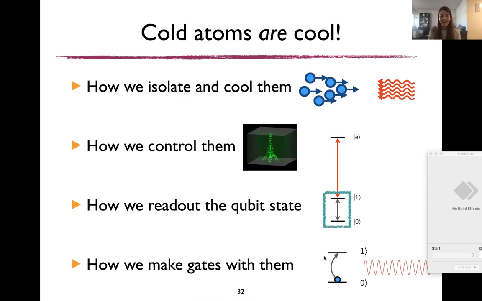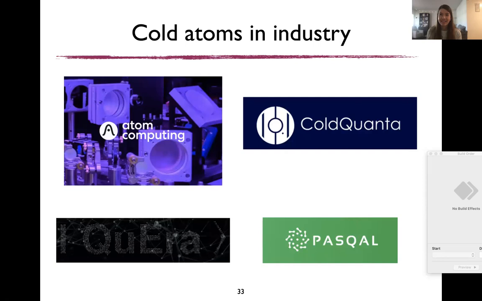Just one last thing is that because atoms are a promising platform for quantum information, there's a few companies out there that are trying to build commercial quantum computers with atoms. And I think these are all the ones that currently exist. Atom Computing is in Berkeley. These guys are in Boston. These guys are in Boulder, Colorado, and these guys are in France.